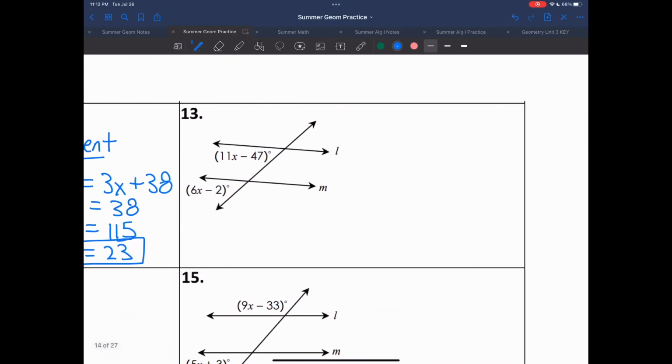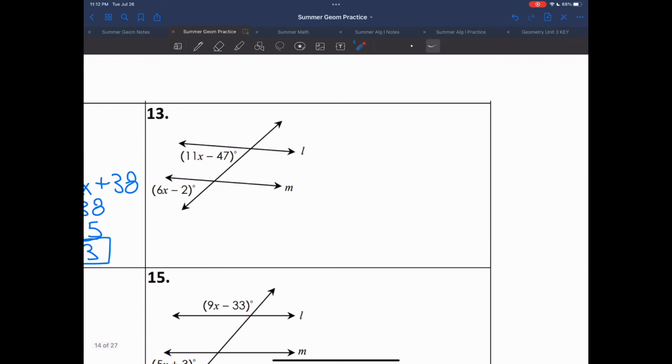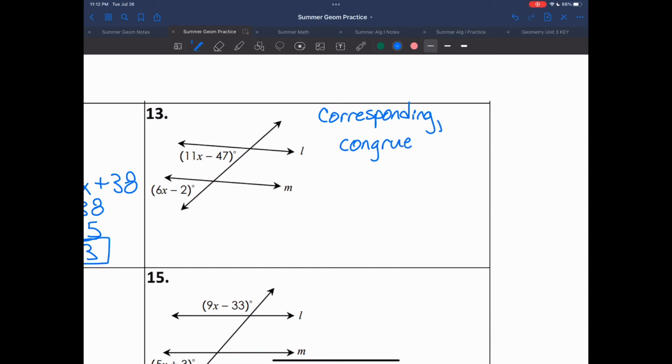All right, number 13. To locate our angles right here and right here. So if we look at the transversal line, they are both on the same side. However, if you look at these two lines, one is in the interior, one is in the exterior. So these are the kind of the weird ones that we call corresponding. Corresponding angles. And corresponding angles with parallel lines are always congruent, which makes our job pretty easy because we are just going to set those equal and solve for x.